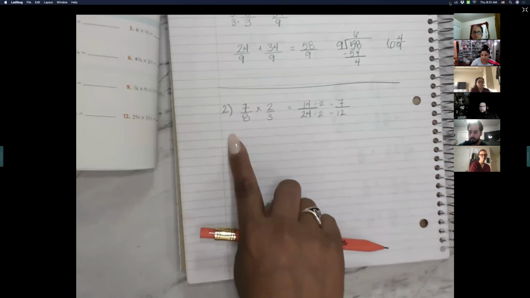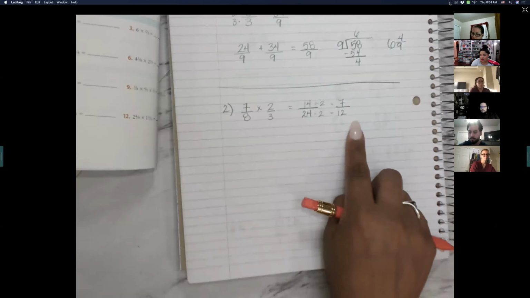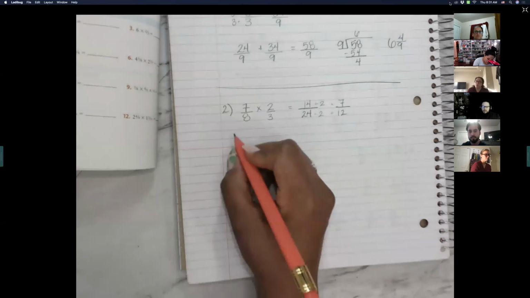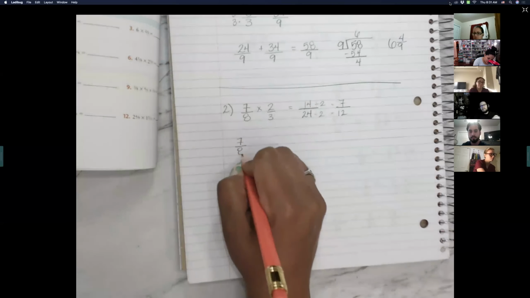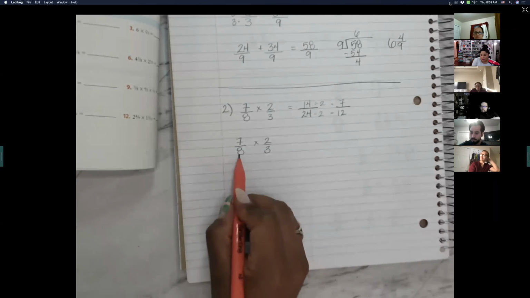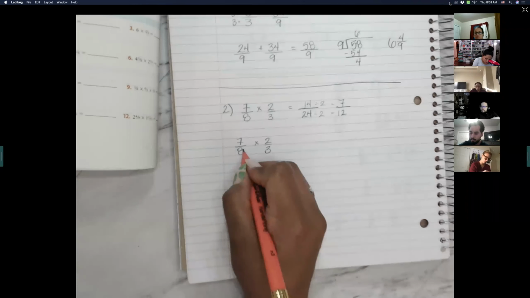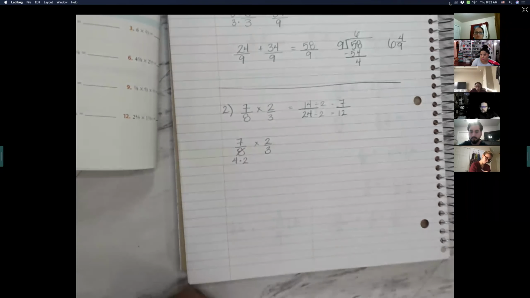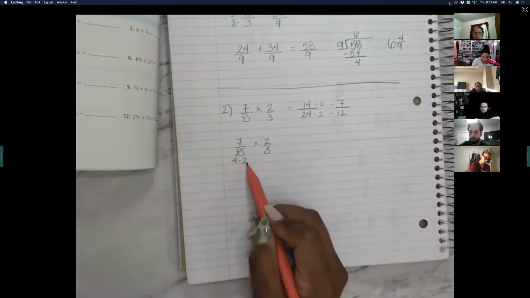This is a little bit longer when you're working on a test. So I'm going to show you another way that we can simplify this up front, okay? So if I go back to the beginning, 7 over 8 times 2 over 3, I can break this 8 down, right? I know that 8 is the same as 4 times 2. Does that make sense to everyone so far? Okay. So I know 8 breaks down into 4 times 2.